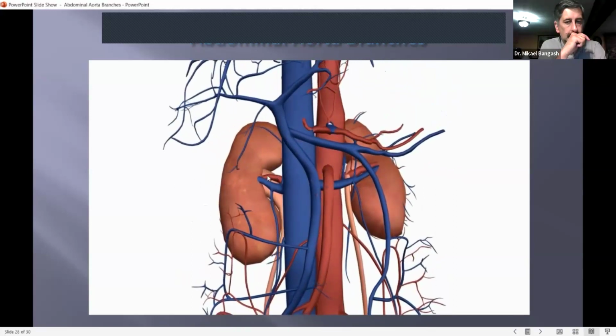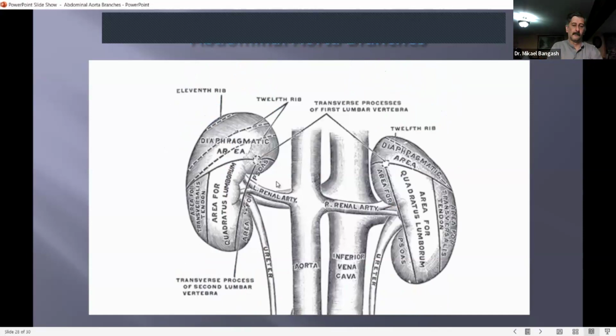Just as the arteries are approaching the hilum of the kidney, they actually split into two branches. So you've got an anterior and a posterior branch. This is just a little diagram to show the anterior and posterior branches. You can see the split here of the renal arteries as it approaches the hilum. So just important to note that.